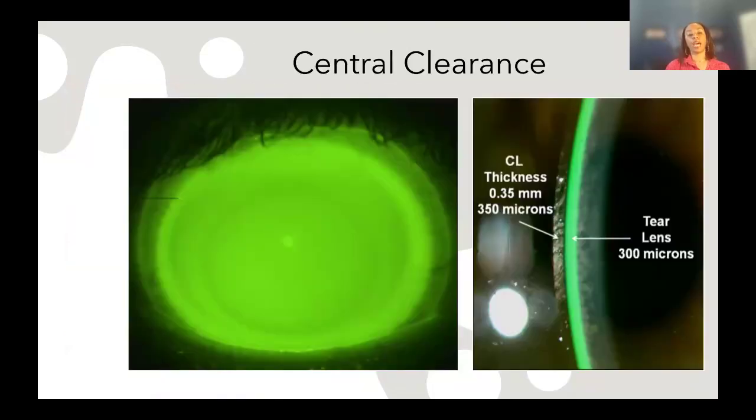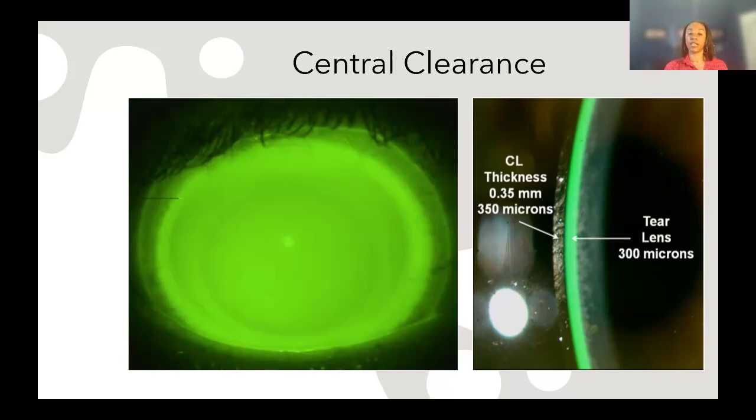Now, when we look at central clearance, we have a lens on the eye. We can look at it in diffuse light, which is what you see on the left. We should see a nice lawn of green with our fluorescein. We don't want to see any areas of bearing or touch. This picture on the left is perfect. And then we want to scan over the cornea with an optic section.